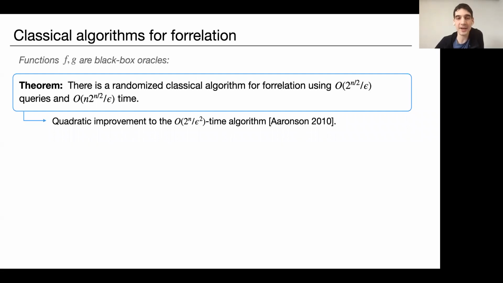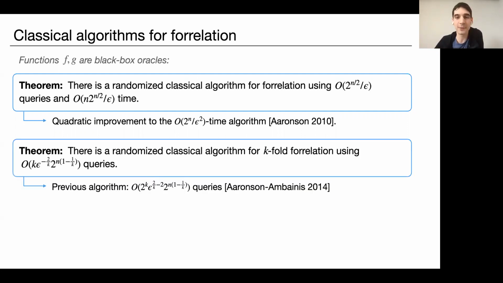And this is a quadratic improvement in the time complexity of the previous best algorithm, which was noted by Aaronson in 2010. So that's the setting, the simplest setting of just two functions. For the k-fold Forrelation problem, we also have an improvement.